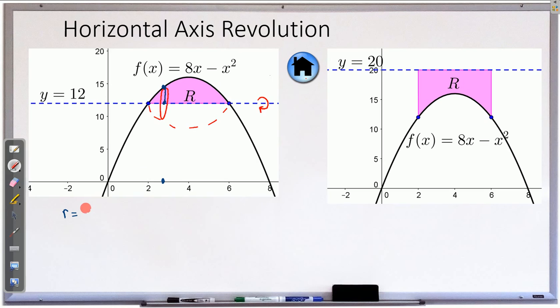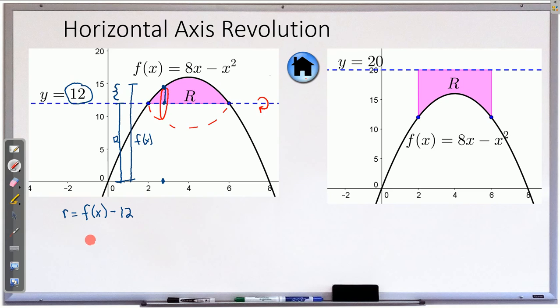Well, I have to take that large y value, f of x, and subtract off this bottom piece, which is not part of the radius. Well, how tall is that bottom piece? 12. So the radius will be f of x minus 12. You're again doing big minus small. All right, so you have f of x here, you have 12 here. If you subtract them, you are left with this little bit up here.